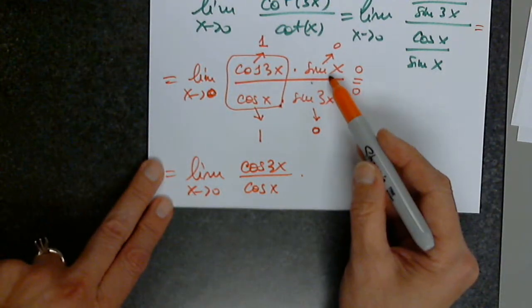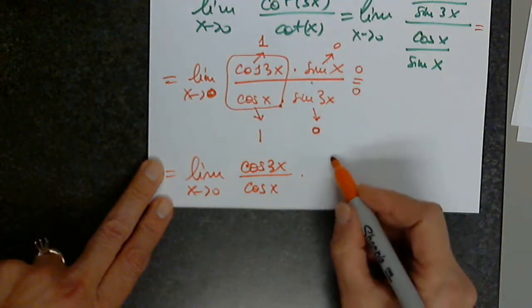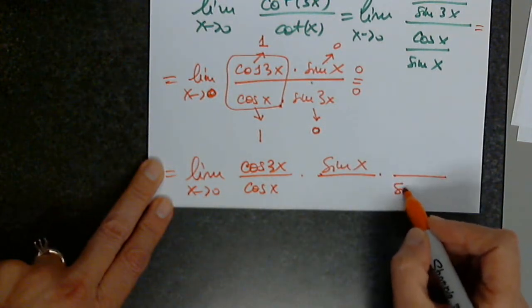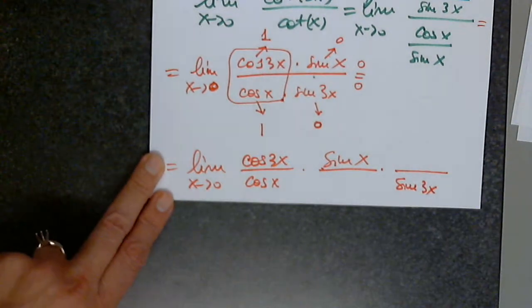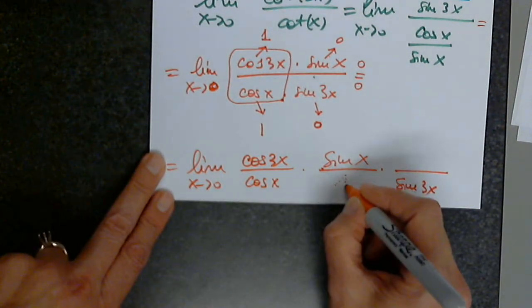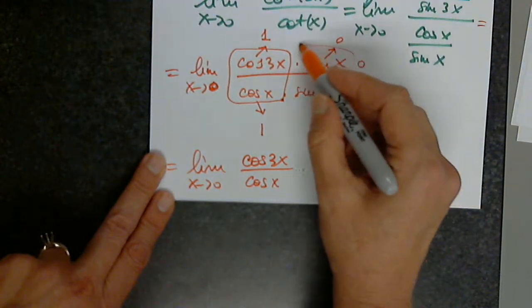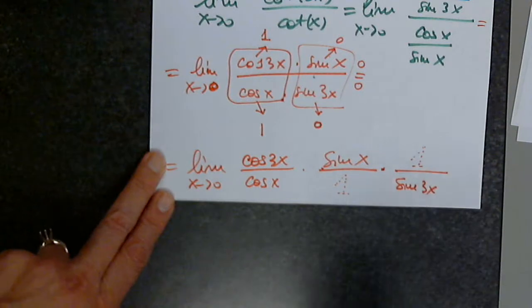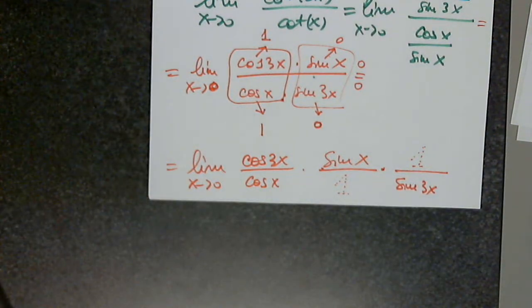Now, sine x. Would you allow me to write this? Yes, I'm going to write 1. So I broke this fraction into a product of two fractions. Is this okay? Are you okay with that?